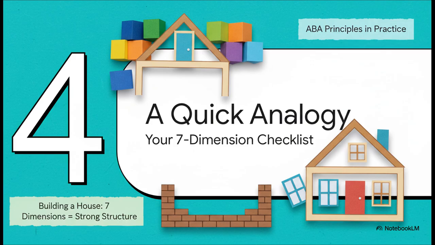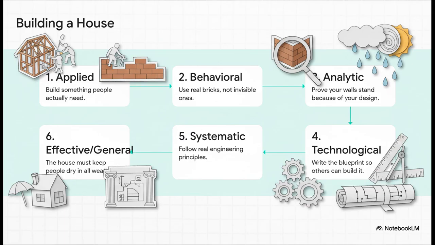So, to really lock all this in, let's tie it together with a quick analogy. Let's think about all of this like we're building a house. It's a really simple way to remember how each of these 7 pieces works together to build something strong and reliable. See how that clicks? First, you build a house that people actually need, right? That's applied. You have to use real bricks you can see and touch. That's behavioral. You prove that your design is why the walls are standing. That's analytic. Then you write a perfect blueprint so anyone can build it.